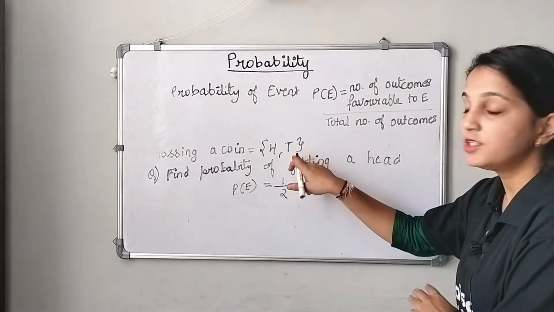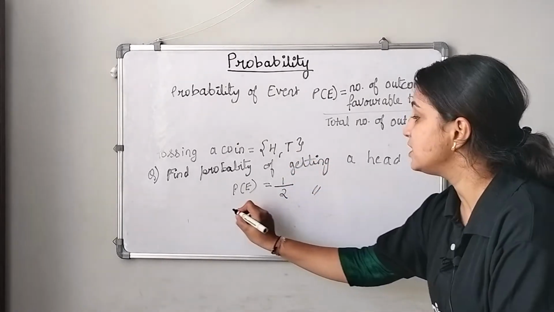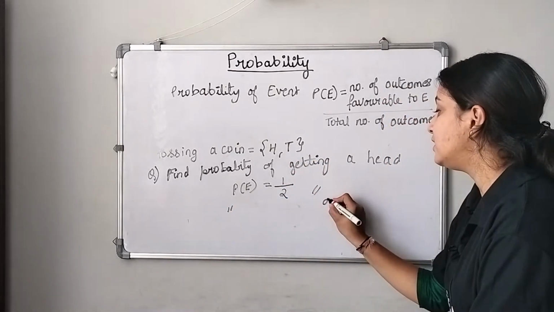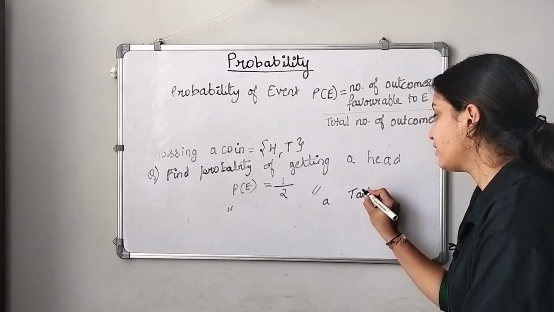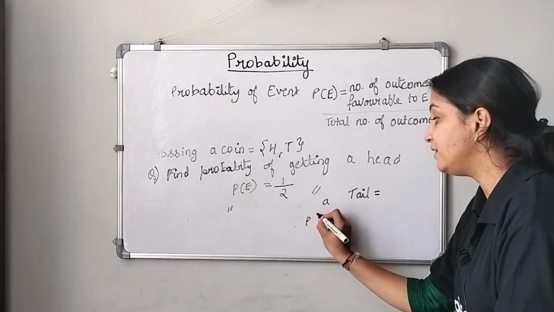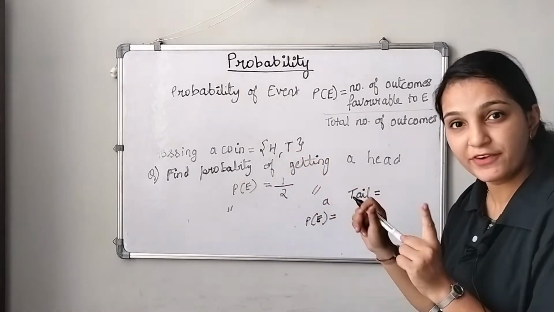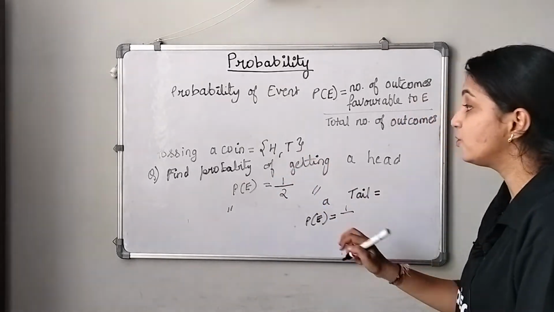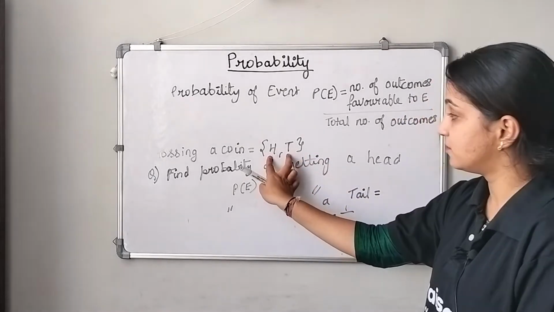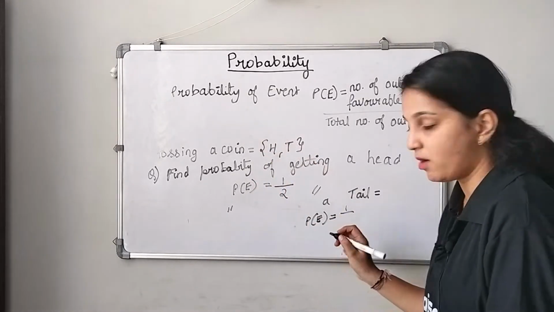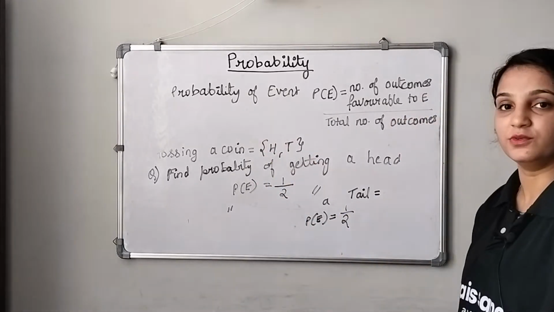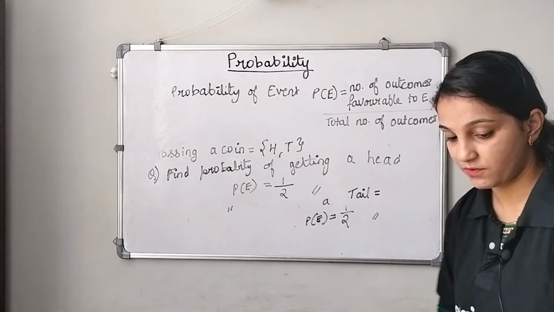Same way goes for a tail. If they ask you the same question of getting a tail, P of E equals how many tails are there? Only one tail is there. So 1 upon the total number of outcomes, 2 outcomes are there. So 1 upon 2. So we are done with this question.